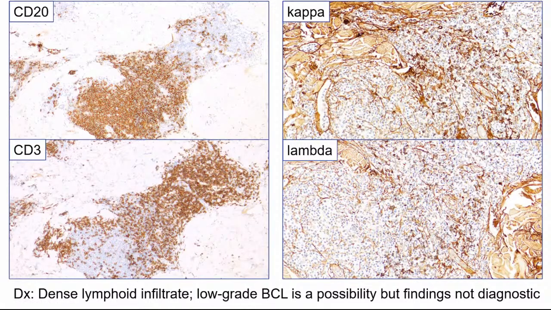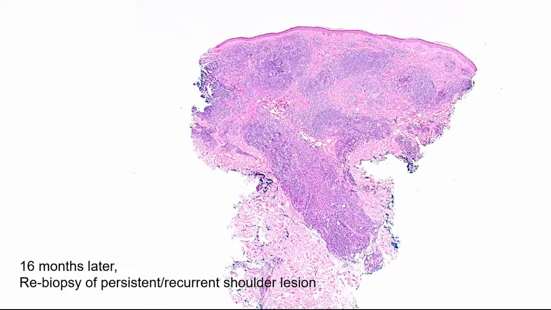So time went by, and 16 months later, the patient came back, this time with a larger lesion in the same area, and it was biopsied. And you see here with this punch biopsy, the epidermis is again uninvolved, and the aggregates that we saw before are now larger and more crowded and go deeper into the dermis. And we'll take a closer look at that.